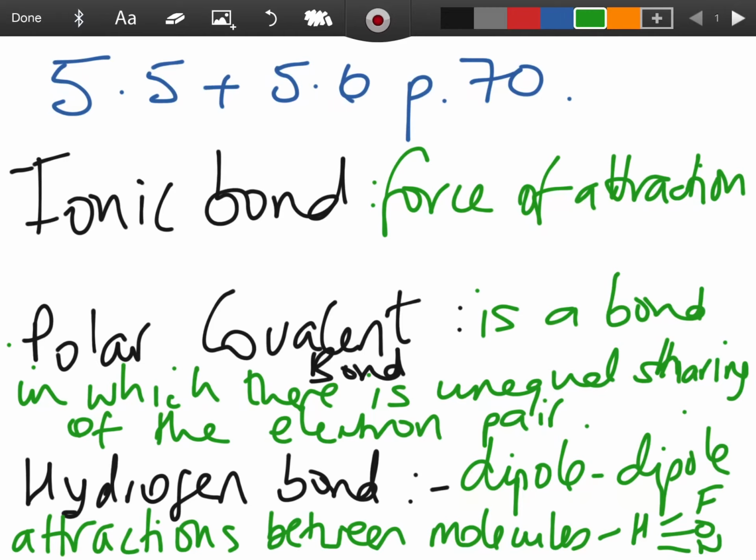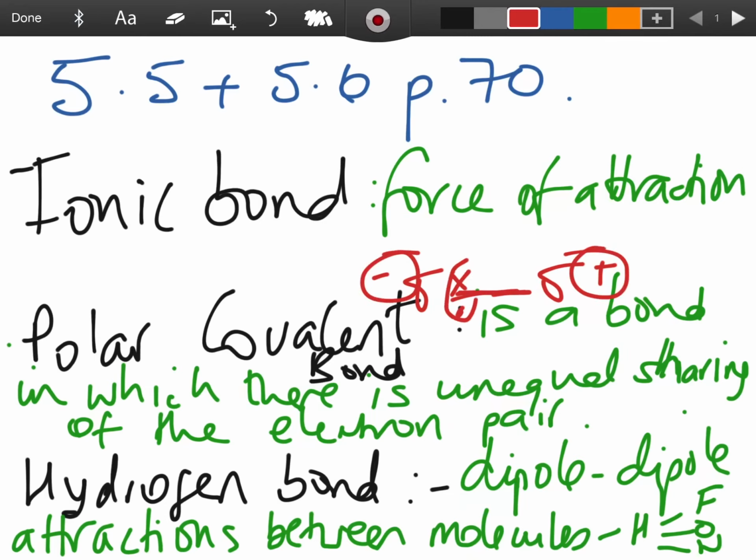The second one then is polar covalent bond. So this is a bond in which there is unequal sharing of the electron pair, okay? And then you could say this causes one end of the molecule to be slightly positive and one end to be slightly negative. And remember, in a covalent bond, there's a slightly negative and a slightly positive region because of the unequal sharing of the electrons. The electrons are closer to the atom that is more electronegative. So unequal sharing of the electron pair, resulting in one end of the molecule being slightly positive and the other end of the molecule being slightly negative, okay?